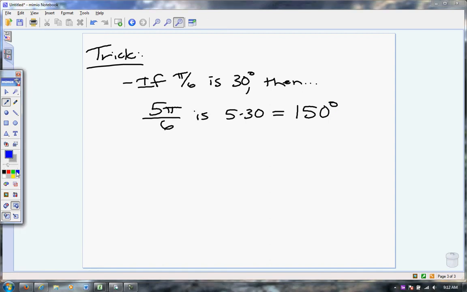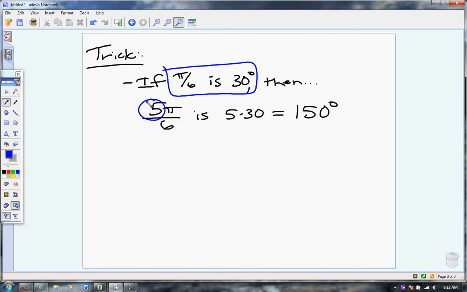If I know this statement right here, that pi sixth is 30, then when I have 5 pi sixth, all I have to do is multiply the 5 times the 30. Right? So, for example, what would 7 pi sixth be equal to in degrees? Wouldn't it be 7 times 30? Which is 210. Okay? And so that's a nice little trick, especially for the ones that have a denominator of 6.